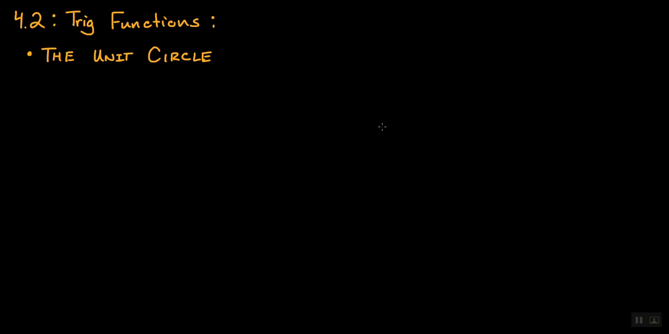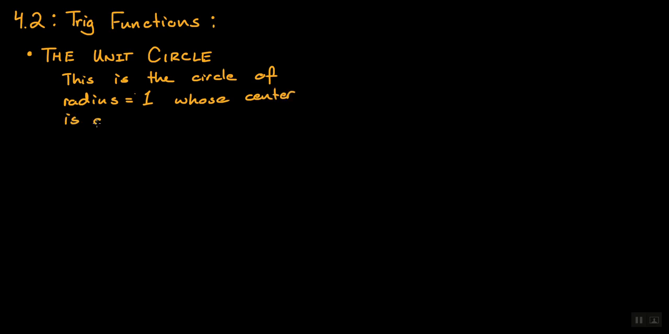So we're going to say, just by definition, the unit circle, super easy. This is the circle of radius 1. I'm going to say radius equal to 1, whose center is where? The origin. And I'm going to write the point 0, 0 here. Anytime you see unit, this is what it's referring to. The unit circle has a radius of 1.